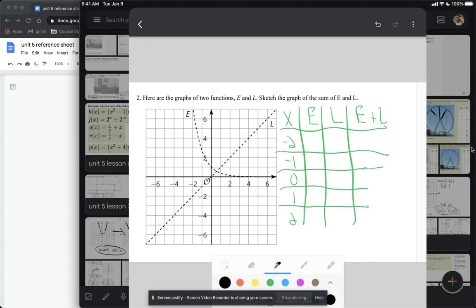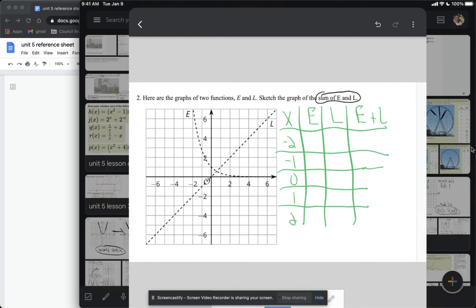Number 2, here are the graphs of two functions e and L. Sketch the graph of the sum of e and L. That means sum means add e plus L. So I've already set up a table of values here.